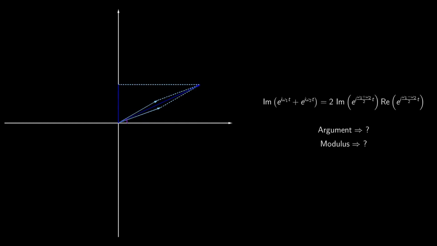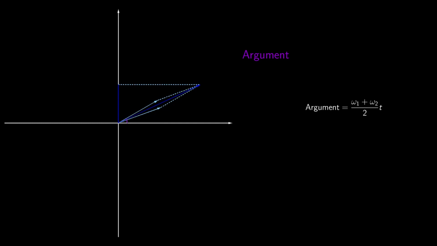So, what can we say about the imaginary part of our resultant vector? As for any complex number, the imaginary part depends on both the argument and the modulus. Here, we should start by looking at the argument of our resultant phasor. Since we know that both our initial phasors are unit vectors, it is not hard to see that the resultant phasor must lie exactly between them by symmetry relationships. Therefore, the argument of the resultant phasor would be simply the average of the two initial arguments, which gives us (omega1 plus omega2) divided by 2, times t.